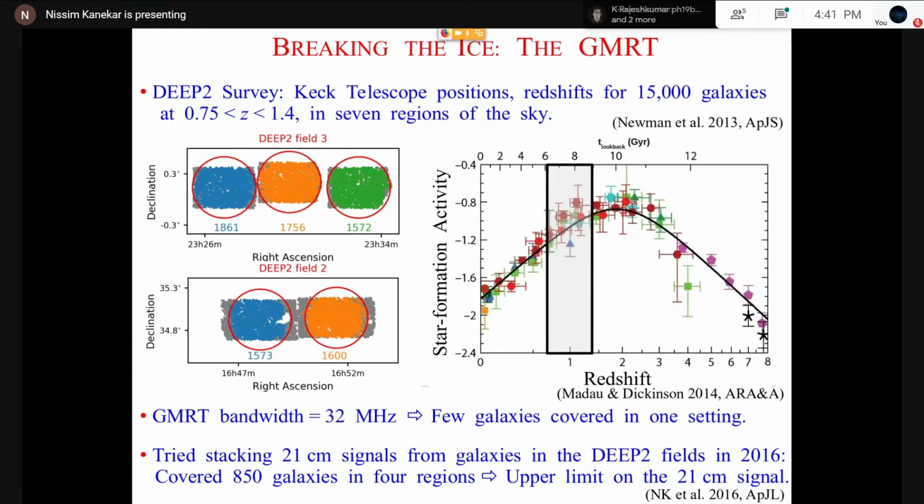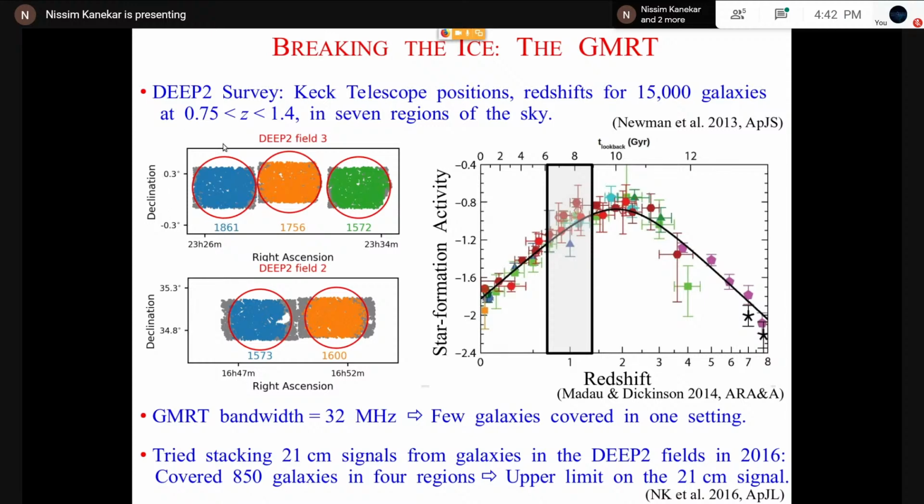And so it turned out that there was this wonderful survey called the Deep 2 survey done by Sandy Faber, Mark Davis and collaborators with the Keck telescope, which gave you positions and redshifts for about 15,000 galaxies, at redshifts of 0.75 to 1.4, in 7 regions of the sky. And so this shows 2 of the Deep 2 fields, which have 5 of these regions, and there are about 2,000 galaxies in each of these fields.